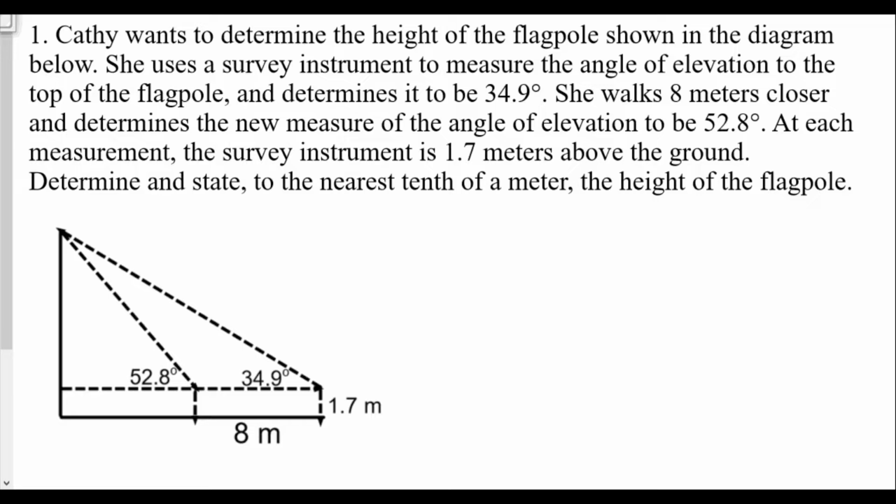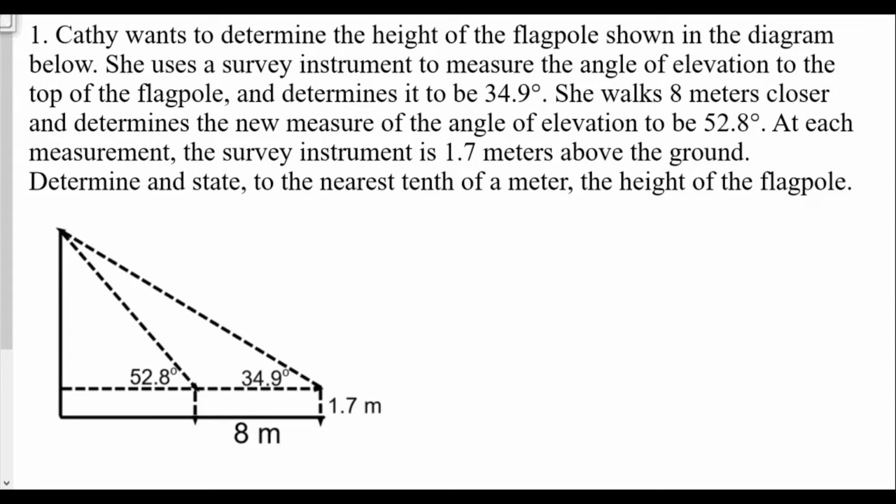The first one has Kathy wants to determine the height of a flagpole shown in the diagram below. She uses a survey instrument to measure the angle of elevation to the top of the flagpole, determines that it's going to be 34.9 degrees. She walks 8 meters closer and determines the new measured angle of elevation to be 52.8 degrees. At each measurement, the survey instrument is 1.7 meters above the ground. Determine, to the nearest tenth of a meter, the height of the flagpole.